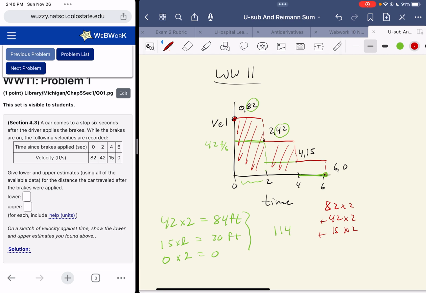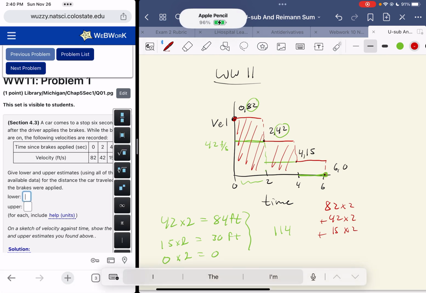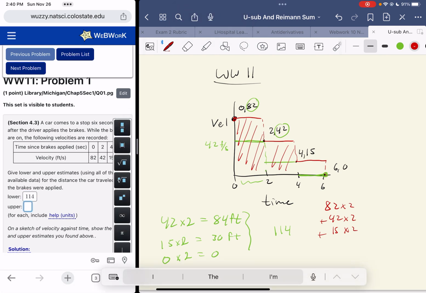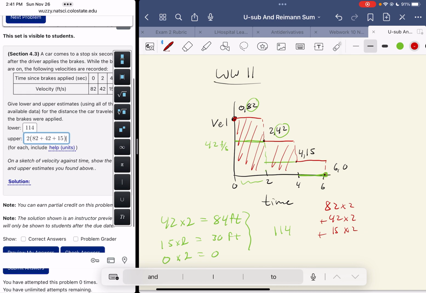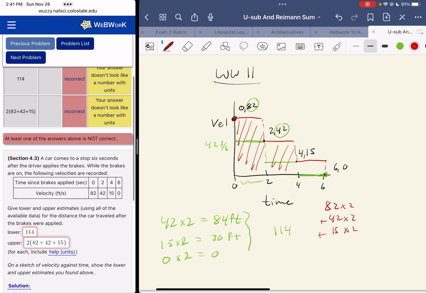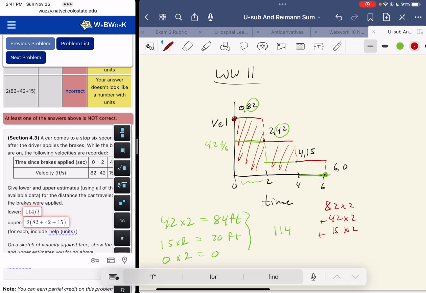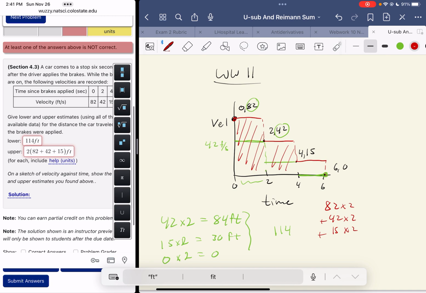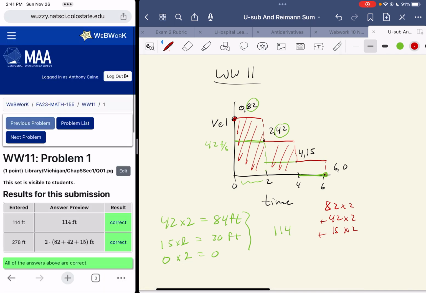So what do we get with that? I don't know. I'm going to let WebWork do it. And I highly recommend we get used to that. So there's 114. And here I have 82. And you know, all of them are times 2. So let's just go ahead and factor that 2 out. So I have 2 times (82 plus 42 plus 15). There we go. And now if we hit submit, it should... Oh, and they want units. Okay, very nice. So it traveled that many feet. And it traveled this many feet. There we go. All right.